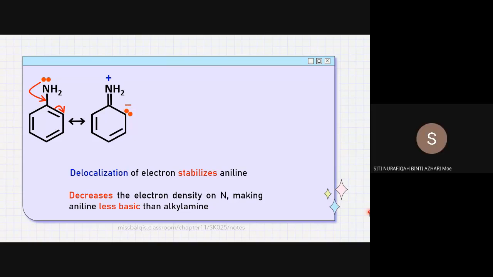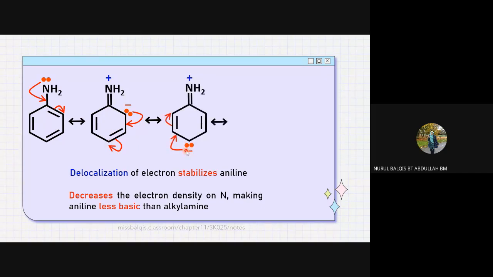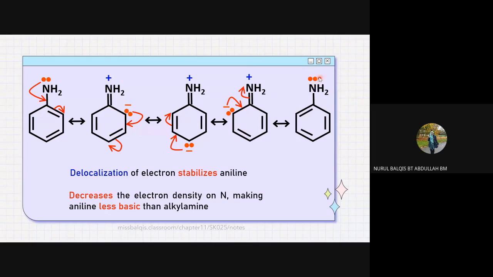Okay, lepas tu yang ni, this extra electron here kita masuk balik buat bond baru, buat double bond sini, tetapi bond yang ni pula kita pecahkan bagi dekat H ni pula. Nanti dapat extra electron kat sini. And lastly, masuk balik, dapat bond dekat sini pula. Nanti dia akan kembali ke nitrogen atas ni. So basically lain-lain lah, sebab tadi kat sini, sekarang dekat sini. So by decreasing the electron density on nitrogen, jadi lagi less basic lah this aniline daripada alkyl amine.